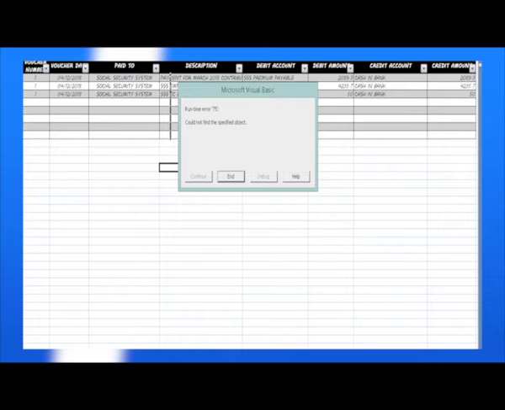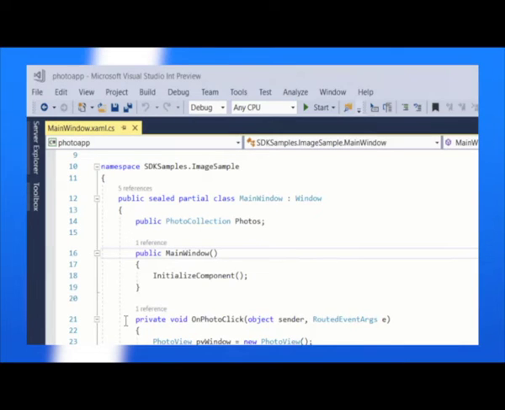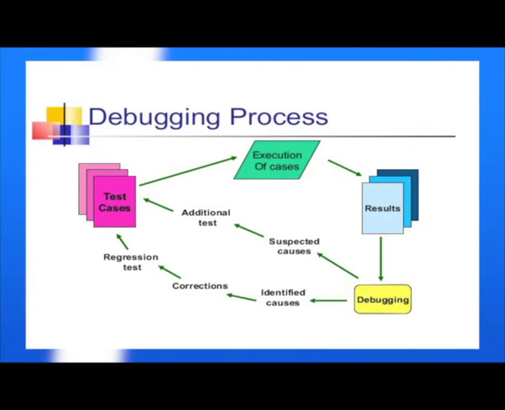In this way, it helps us to locate the cause of the error. I think all of you understood what a debugger is and what its use is. Let us next move on to the steps involved in the debugging process.